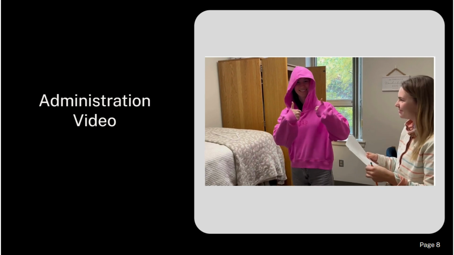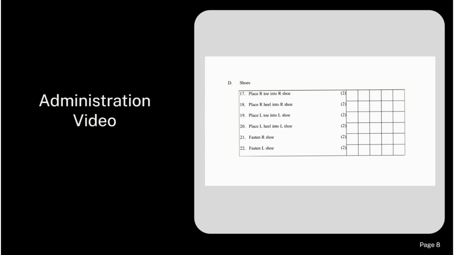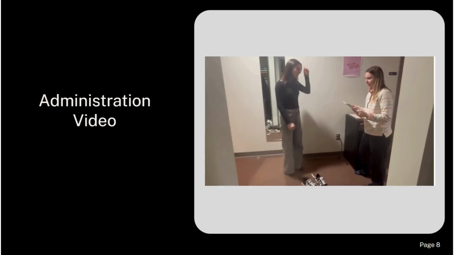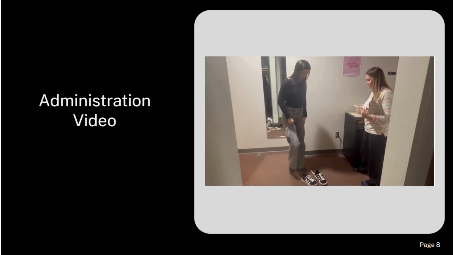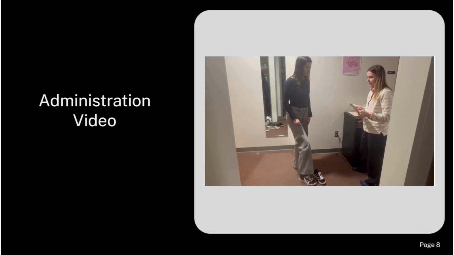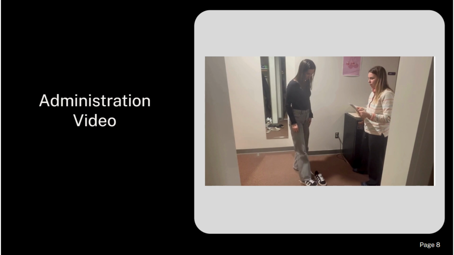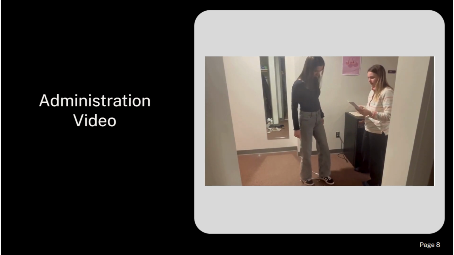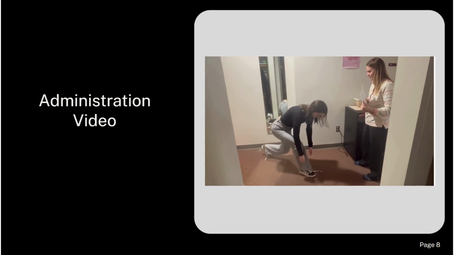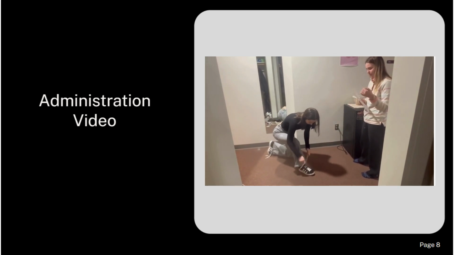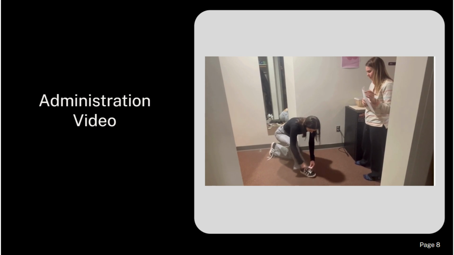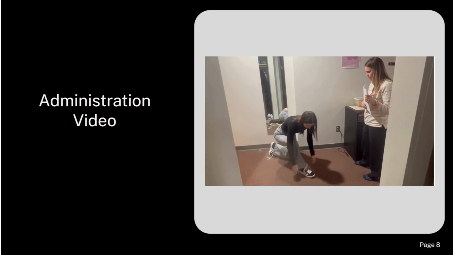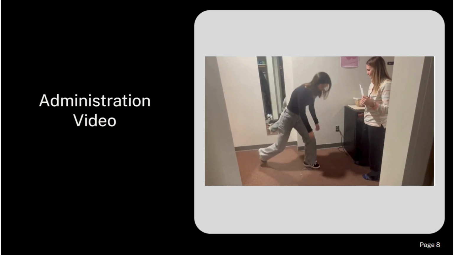Perfect, good job. The next subcategory we're looking at is shoes, which is under dressing, and there are 6 behaviors with this subcategory. Okay, now you can place your right toe into right shoe. Place right heel into right shoe. Place left toe into left shoe. Place left heel into left shoe. Fasten right shoe. And then fasten left shoe.